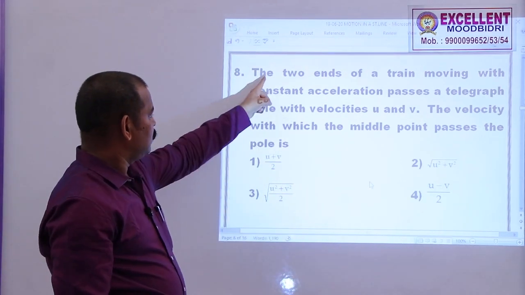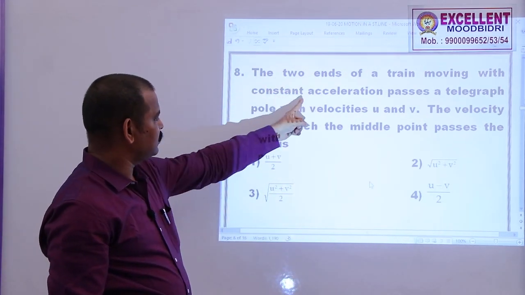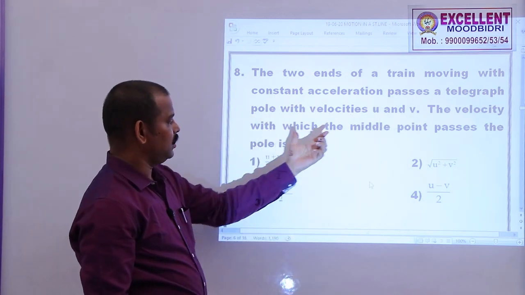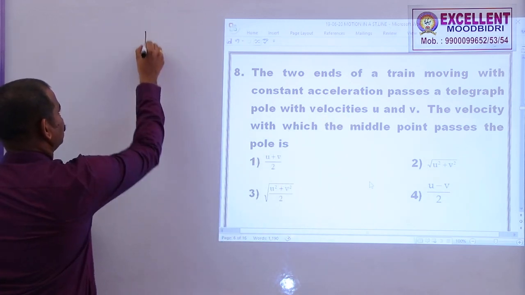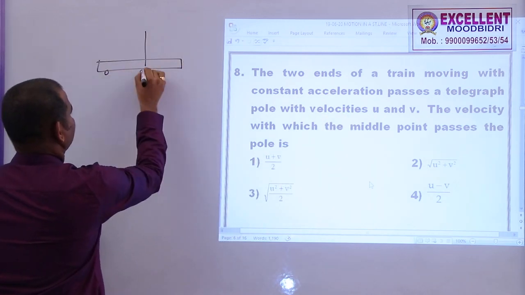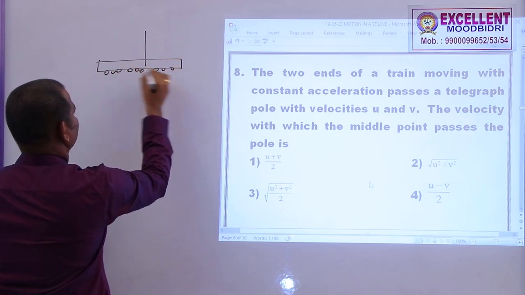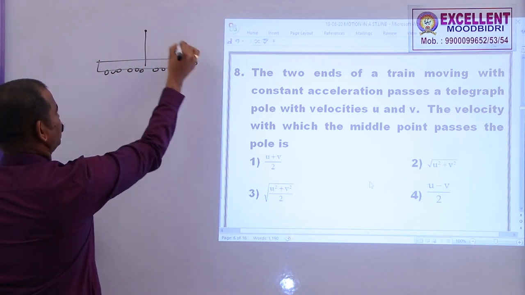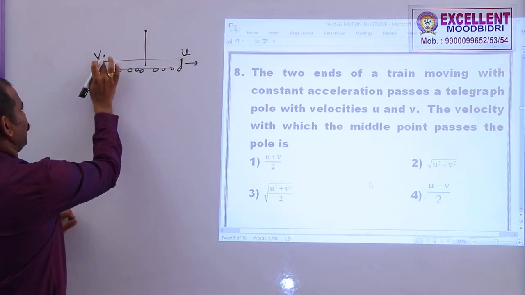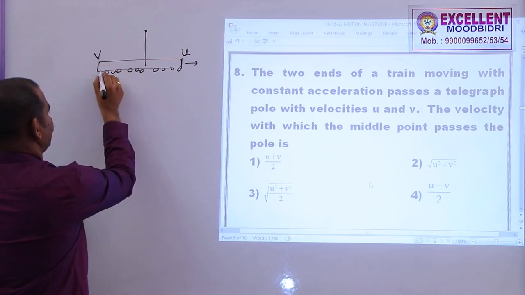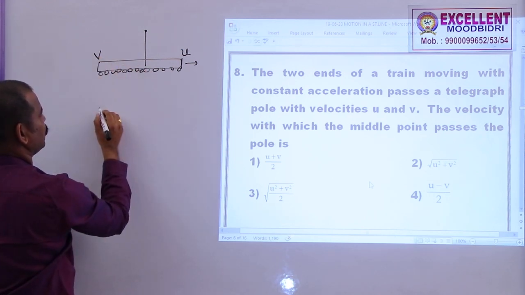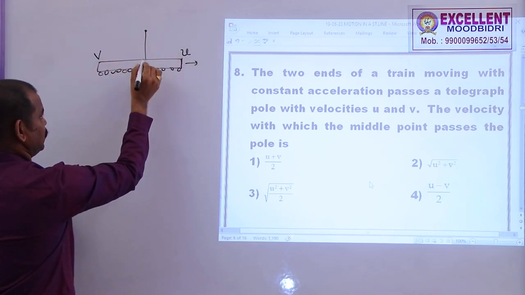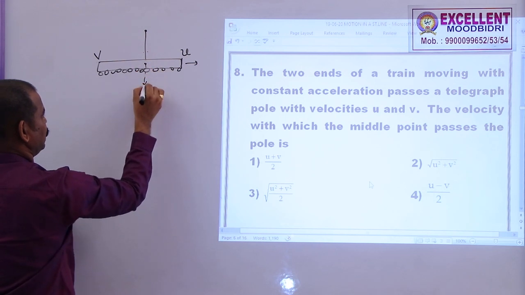Problem number 8. The two ends of a train moving with constant acceleration pass a telegraph pole with velocities u and v. What is the velocity with which the middle point passes the pole? So this is a pole, this is a train. The front portion crossed this pole with a velocity u, and the back portion, the final portion of this train, passed this with a velocity capital V. Now this is u and this is v. So what is the velocity with which the middle of this train will pass this pole? This velocity I want, this is x.